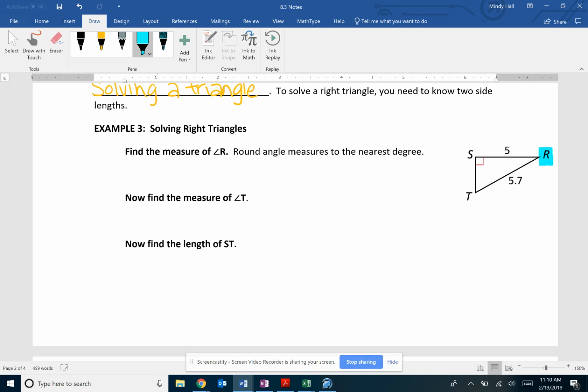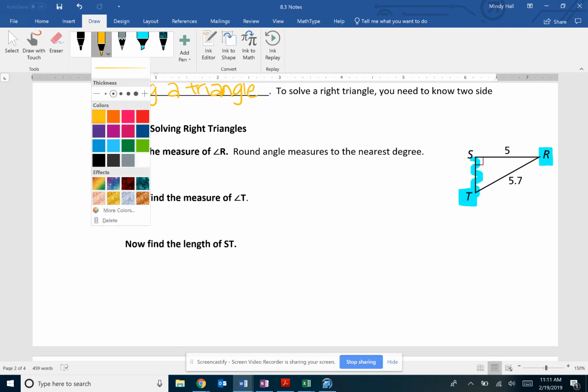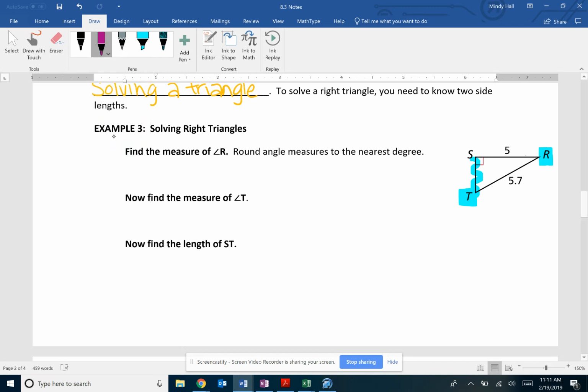So I don't know what angle R is. I don't know what angle T is. And I don't know what this ST is, the length of it. So we're going to start with the measure of angle R. So looking at R, if I'm a little guy standing over here, okay, 5 is my adjacent side, and 5.7 is my hypotenuse. So looking back at your trig functions, remember SOHCAHTOA, the only thing that has adjacent and hypotenuse, A and H, is cosine.